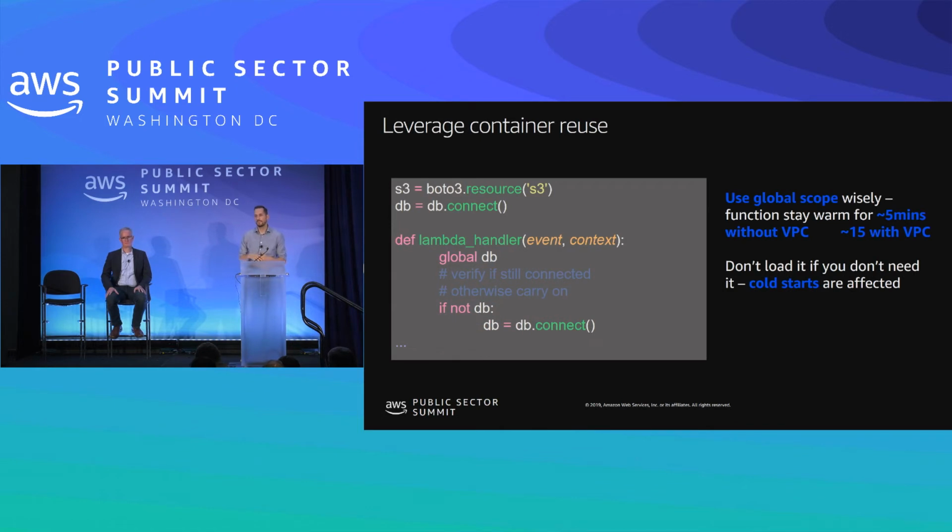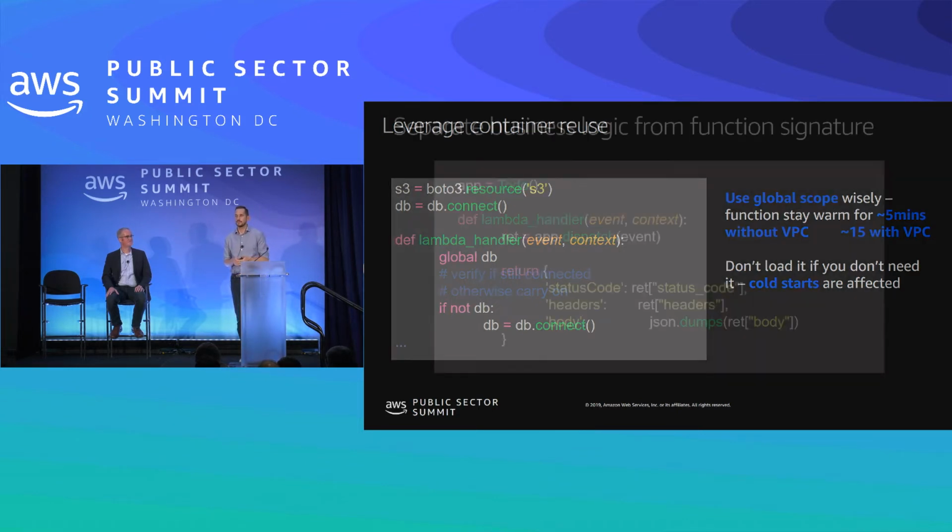To see one thing in terms of container reuse, use that global scope wisely. Functions that you've recently called without a VPC will stay warm for roughly 5 minutes. Within a VPC, if you have the ENI attached, that would be 15 minutes. And then again, don't load it if you don't need it. If something is going to be necessary, great. Use it, build it out, and make sure it's leveraged, but don't load all the extraneous pieces. In the past that wasn't that big of a hit. Now it's a big penalty. So just be really efficient about what you're loading in.